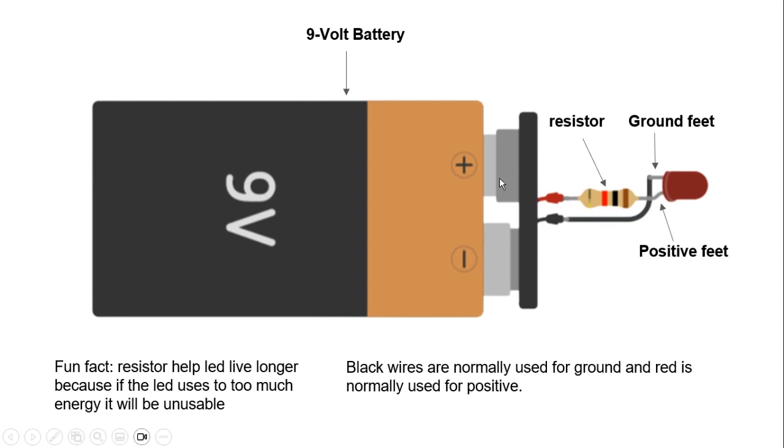So, as you can see, from the plus section of the battery, there's a resistor which basically slows all the electricity going through the circuit. And then it goes through the positive feed, also known as the anode. And then it goes through the LED, and then goes out the straight one, which is a ground feed, a negative one, also known as the cathode, and then it connects to the minus side.